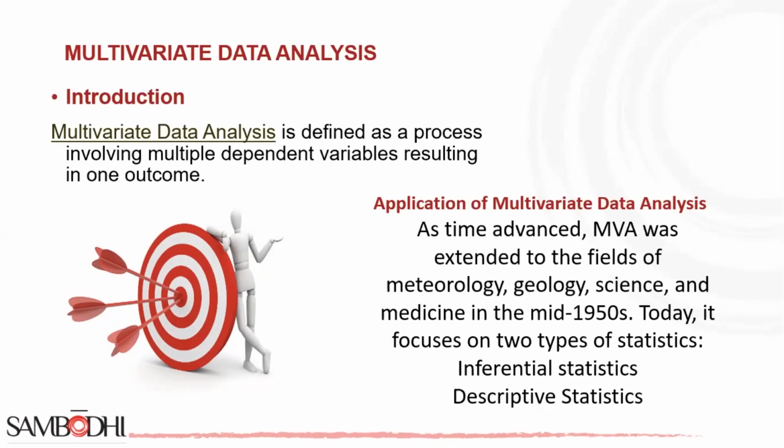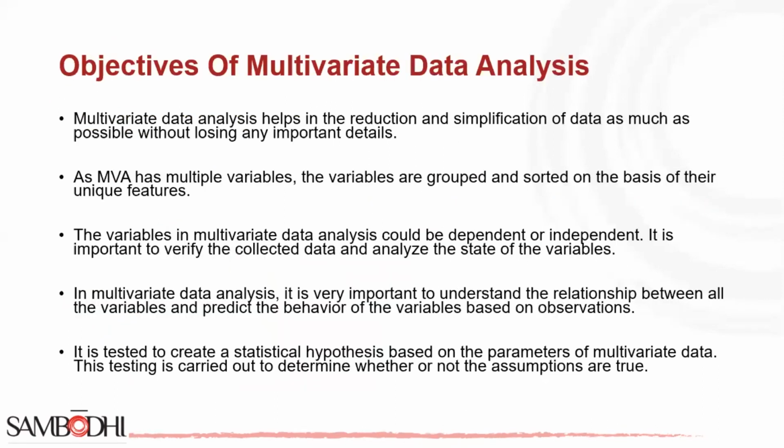Till now we have understood and spoken about the definition and history of multivariate. Let us learn more about the objectives of multivariate data analysis. Multivariate data analysis helps in the reduction and simplification of data as much as possible without losing any important details. As MVA has multiple variables, the variables are grouped and sorted on the basis of their unique features.